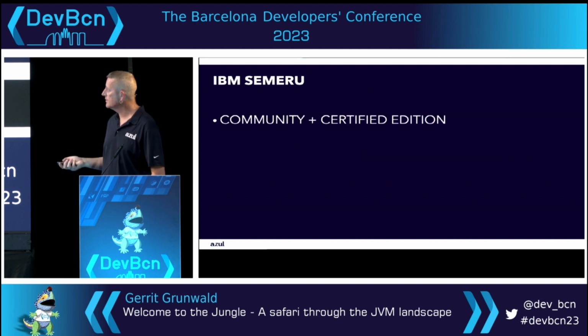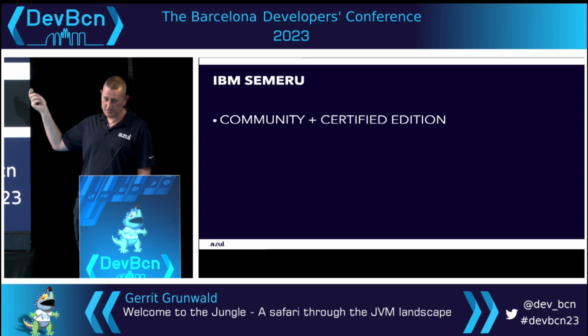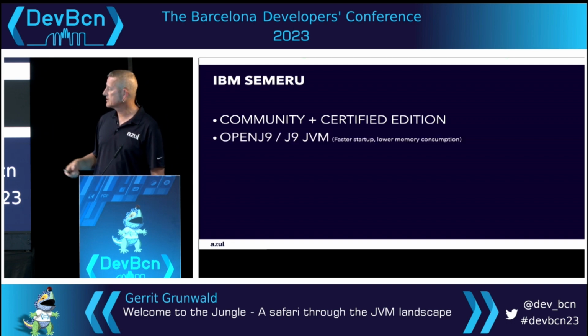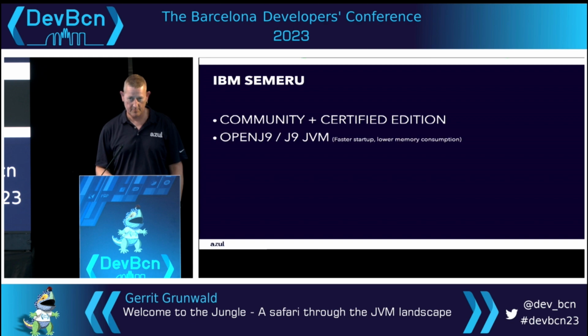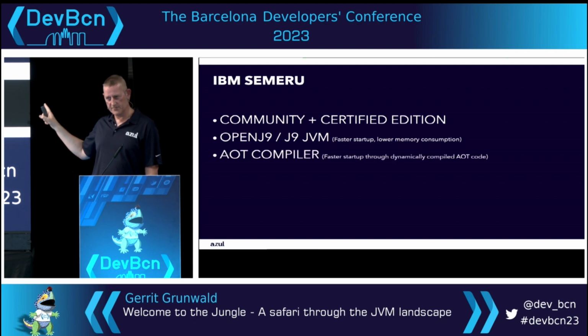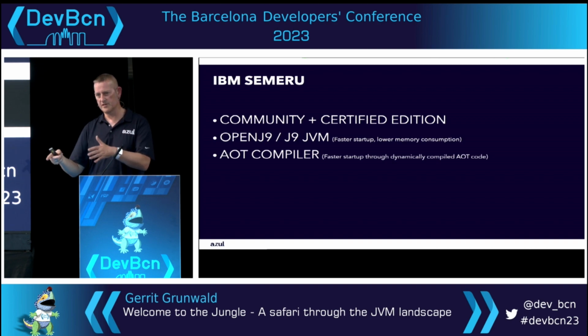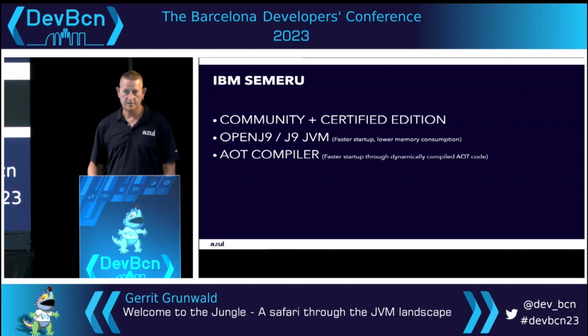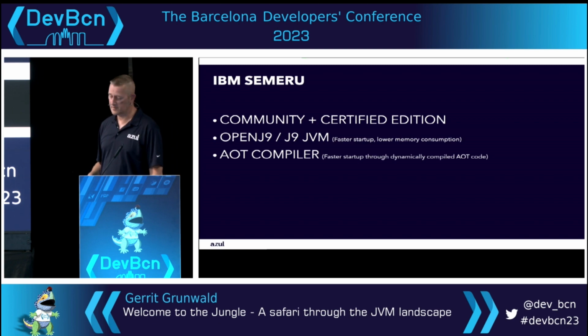Then we have IBM Semeru. Again, we have these two different versions. I already explained why there is a certified version, because they have to pay for it. It's based on OpenJ9, which is the IBM JVM. It has a faster startup, lower memory consumption, and they also have an AOT compiler, and they can dynamically compile AOT code, which is a little bit strange because usually AOT means ahead-of-time compilation. How can you do that dynamically? I have no idea. But they claim they can do it, and they can prove it. So they have benchmarks where they can show that it has really an impact on startup time.